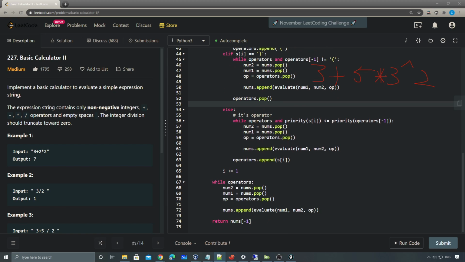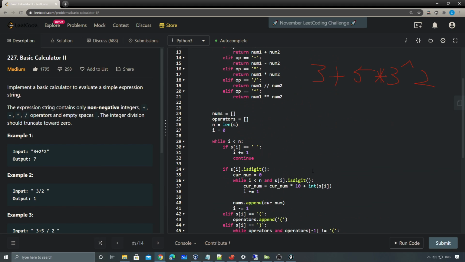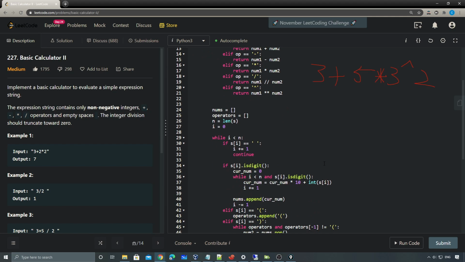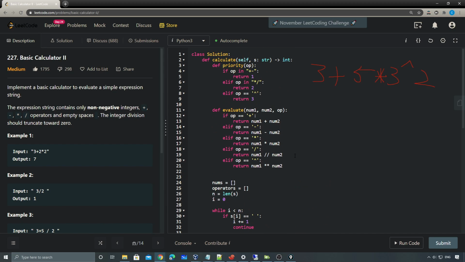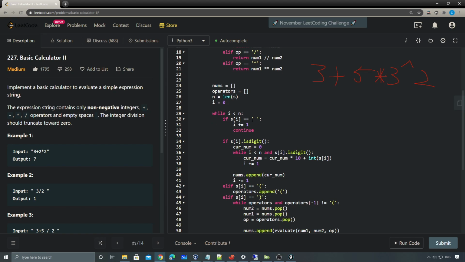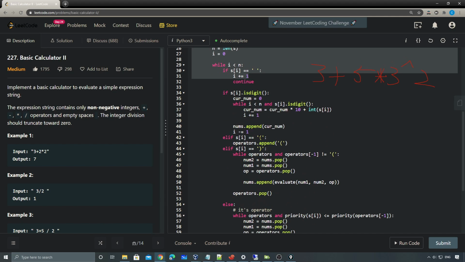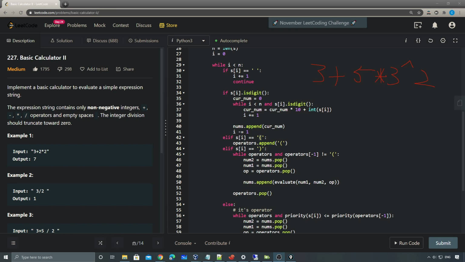Yep. I think that's all the follow-up for this problem. This is a generic way of supporting evaluation of any of the operators, including the parentheses. Cool. So yep, that's it.